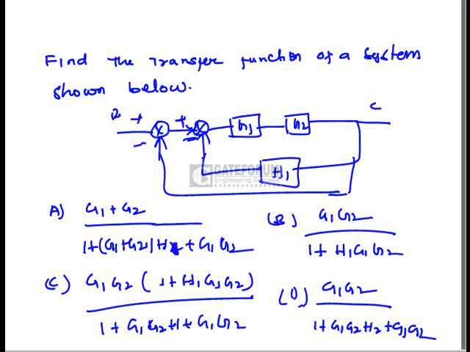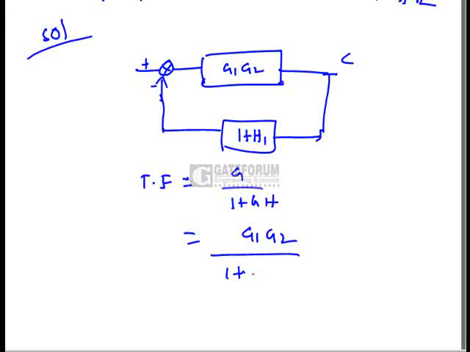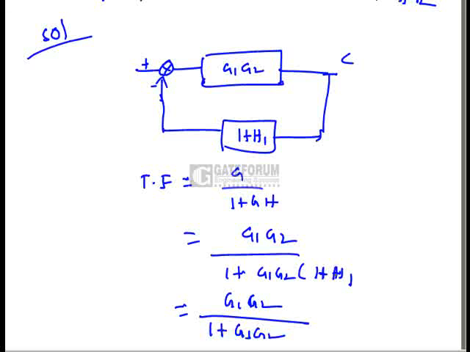So now I am reducing this. The transfer function is equal to, we know, G by 1 plus GH, because this is a negative feedback. So that's why G by 1 plus GH. What is G here? G1 G2. And in the denominator, what is G? Again G1 G2, multiplied by 1 plus H1. If you solve this, what you will get? G1 G2 by 1 plus G1 G2 plus G1 G2 into H1.